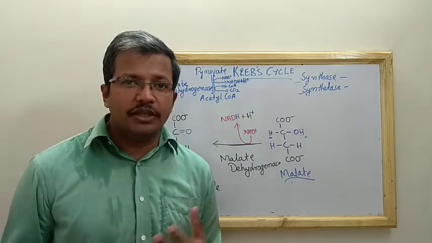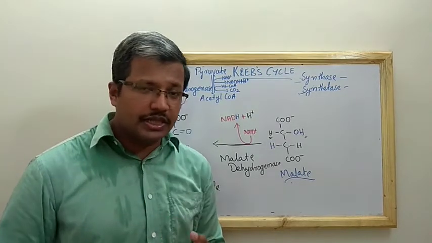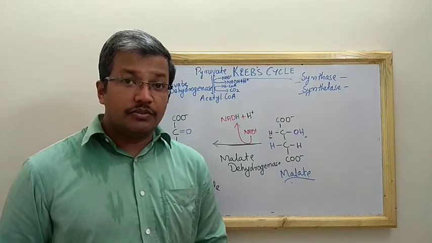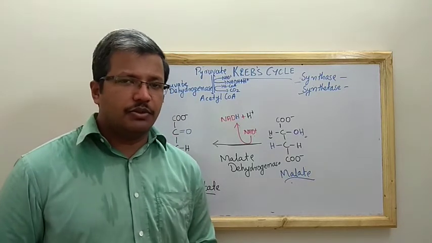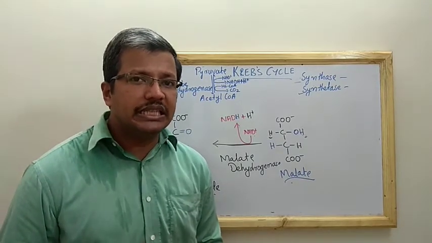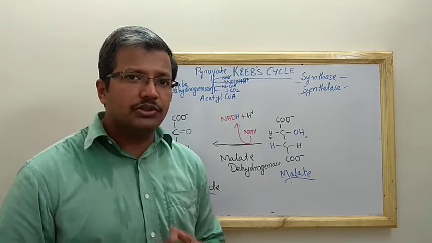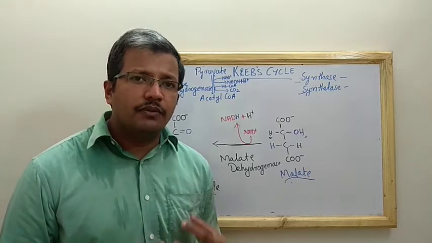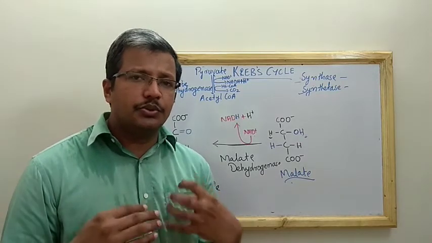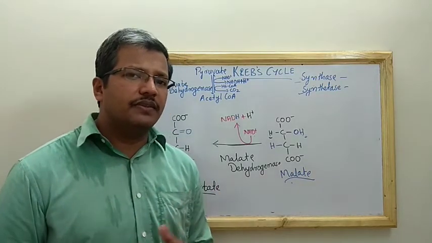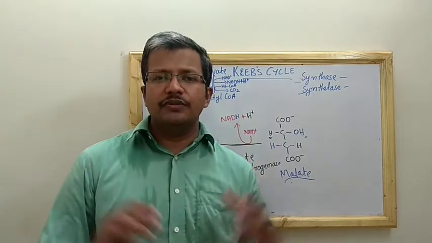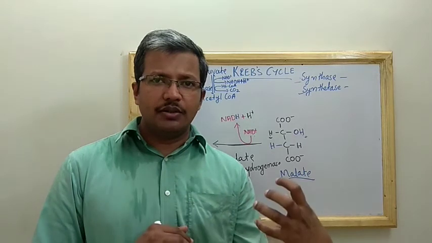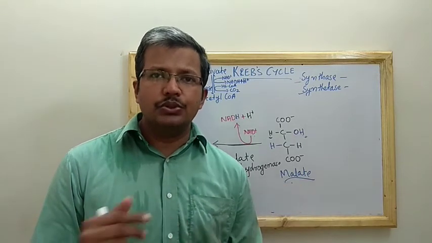Okay, the union of acetyl coenzyme A plus oxaloacetate forms citrate. Citrate is a tricarboxylic acid, and it is the first product. It is catalyzed by the synthase enzyme. It is known as synthase because no nucleotide triphosphate is involved. Instead, the energy released due to removal of coenzyme A from acetyl coenzyme A is utilized for combining both molecules, oxaloacetate and the acetate part of acetyl coenzyme A, into citrate.